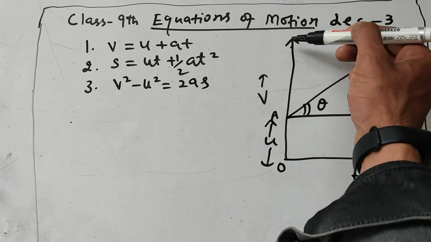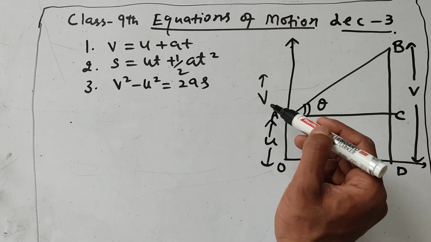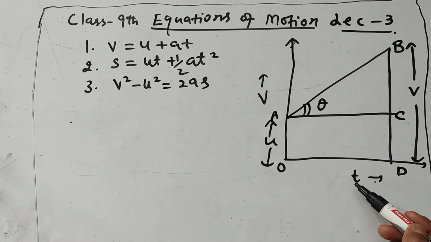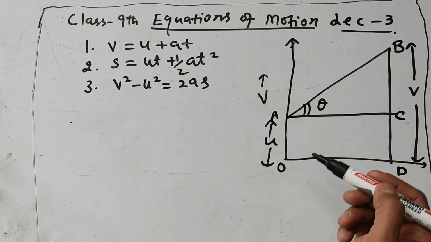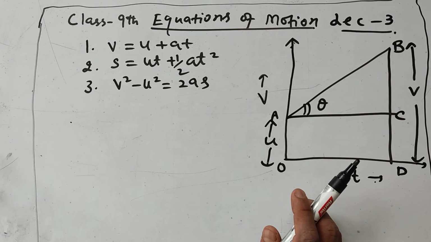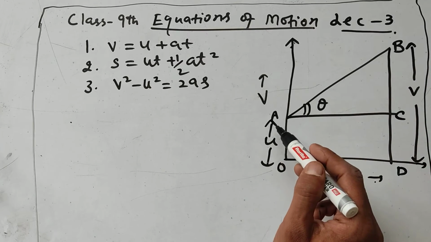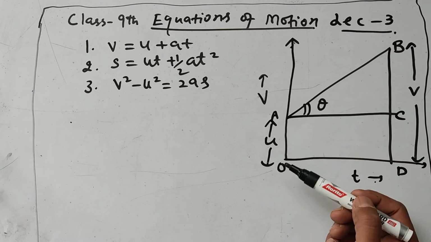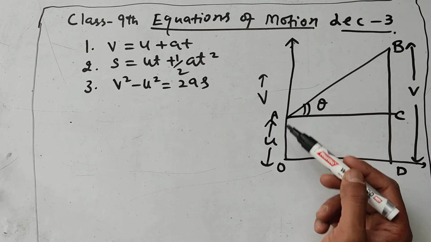We have already drawn a graph here. We have plotted a graph between velocity versus time. If you carefully observe this graph, you'll see it is actually for uniformly accelerated motion. We get a straight line because the velocity is changing uniformly.